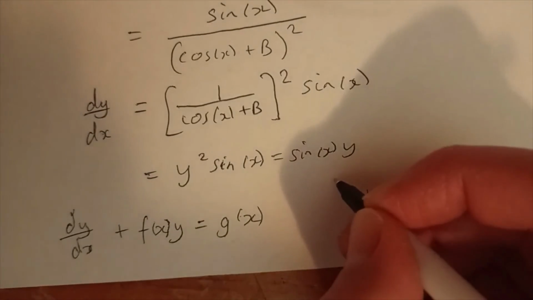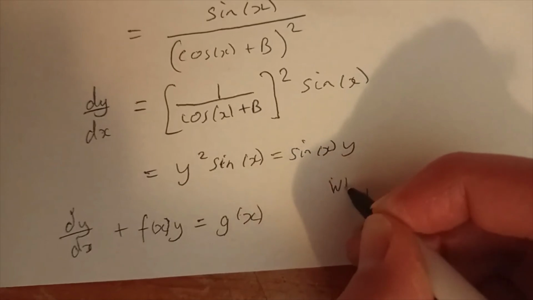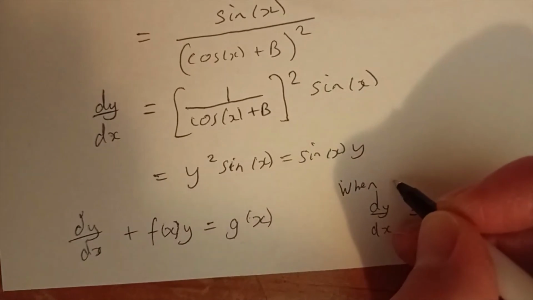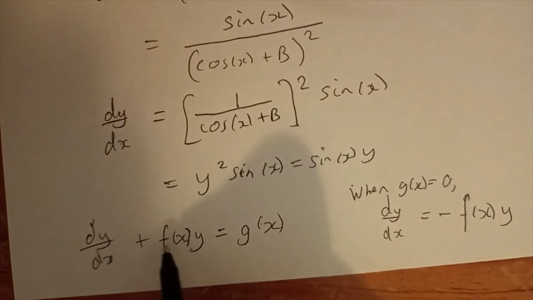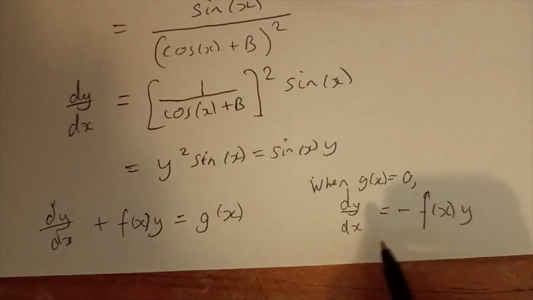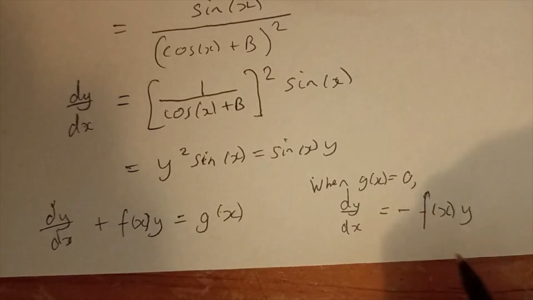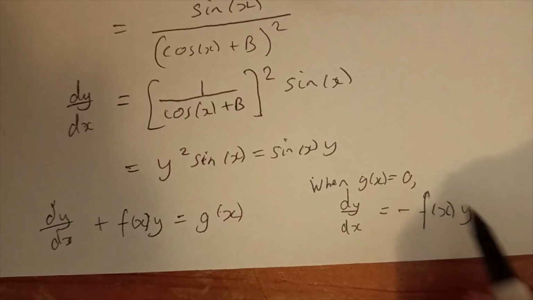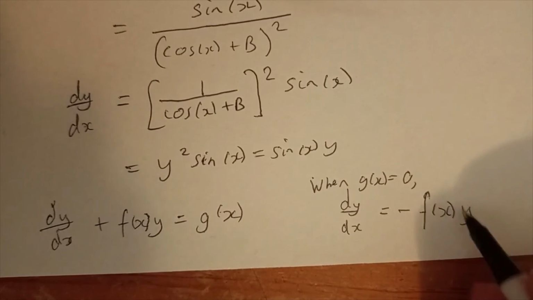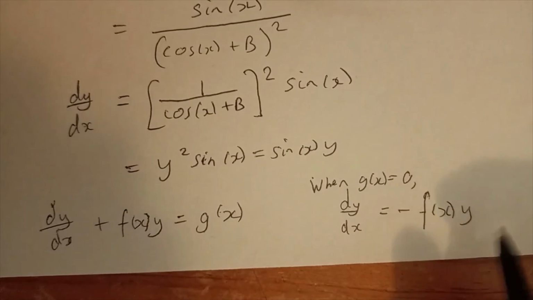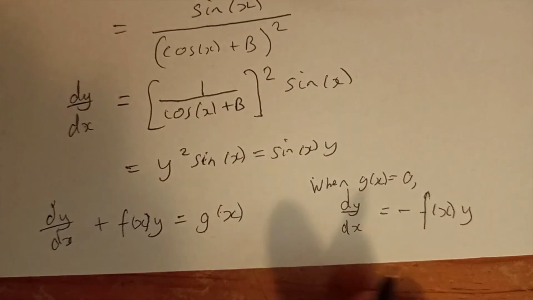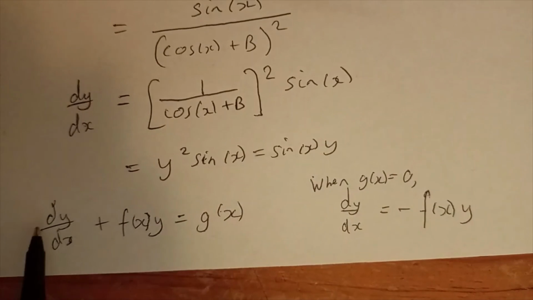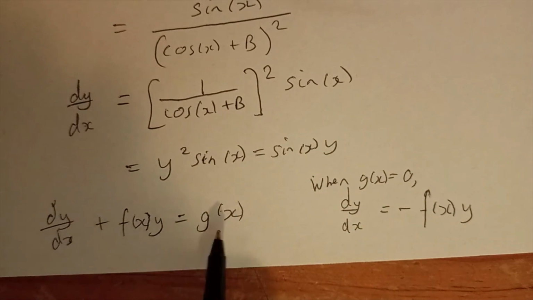When g of x equals 0, this equation here can be written out like this, which you can see is just some function of x times some function of y, which in this case is just y itself. But this means that the techniques that we've learned in this video will be applicable to solving the homogeneous case of this equation here.